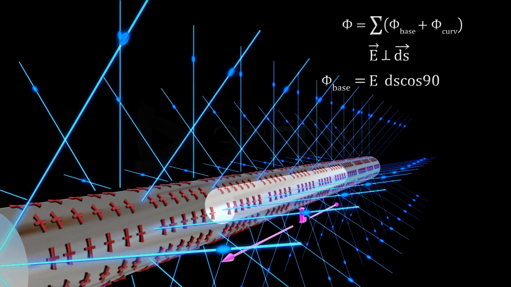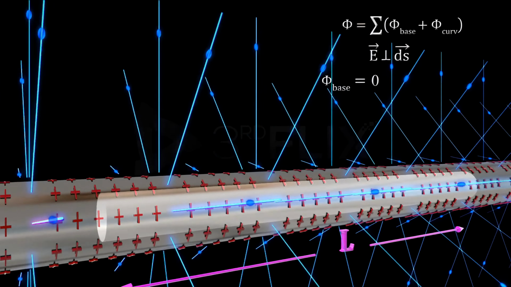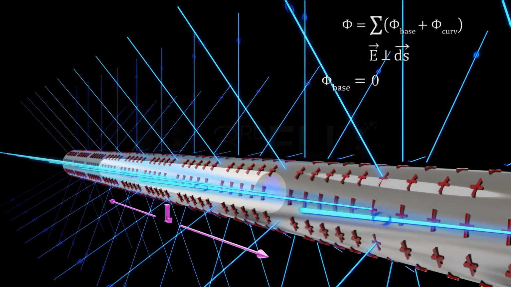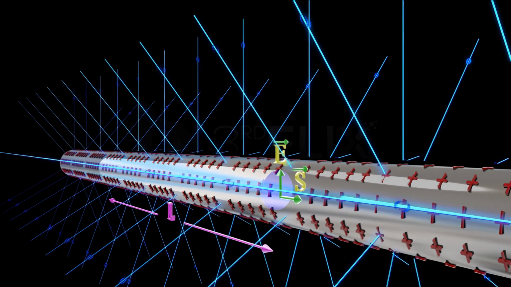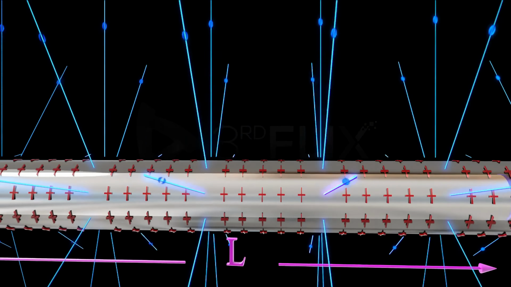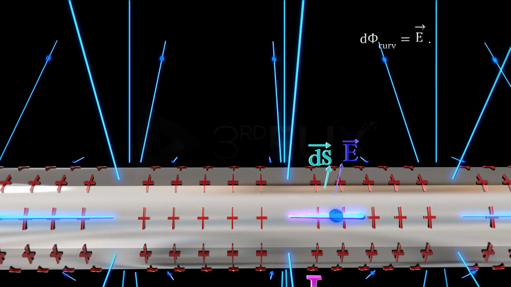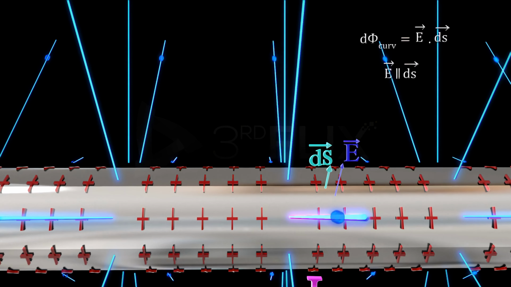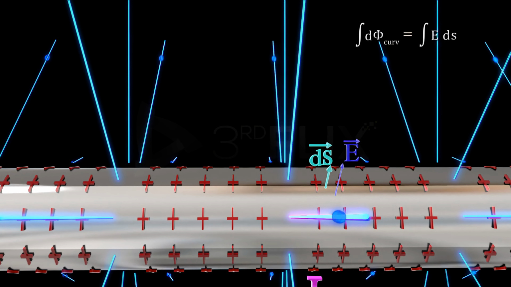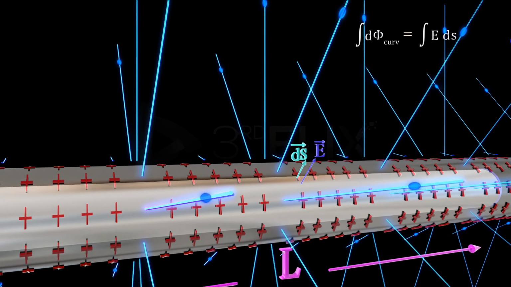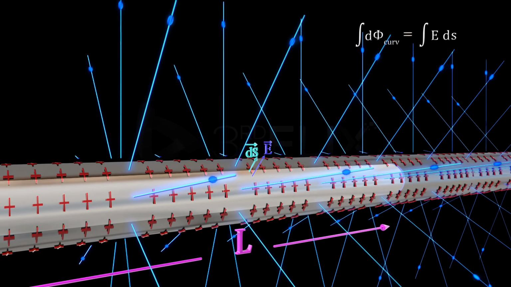Flux through each base of the Gaussian surface is zero, as the electric field and area vector are perpendicular to each other. Flux through the area dS on the curved surface is E vector dot dS, which is equal to E dS. Flux through the entire curved surface is the integral of E dS.